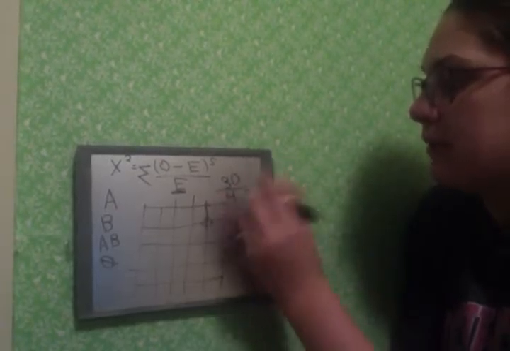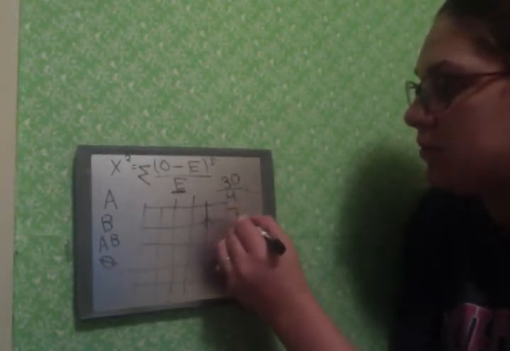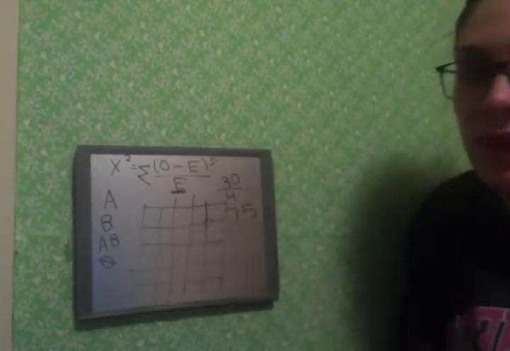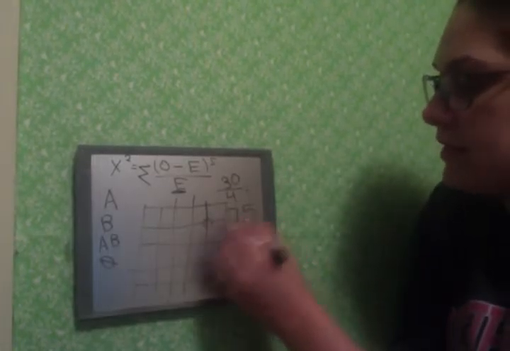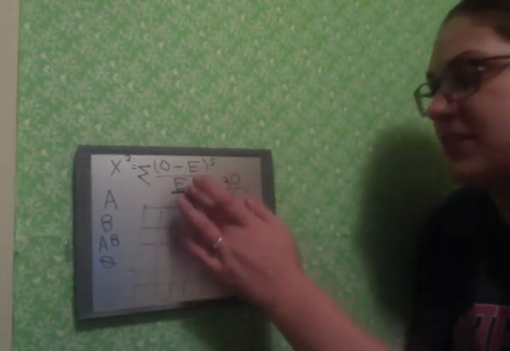Let's write it down below it. 7.5. So this is your expected value. Okay? So just remember that, and this is how you explain it to them.